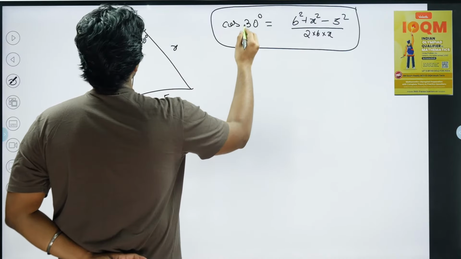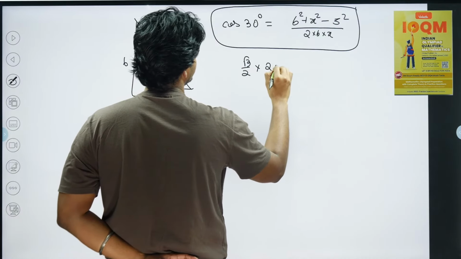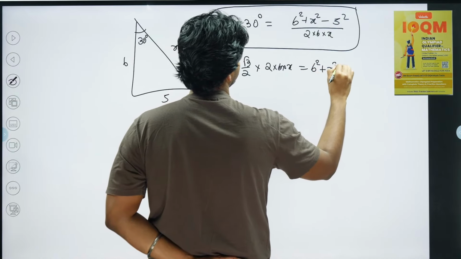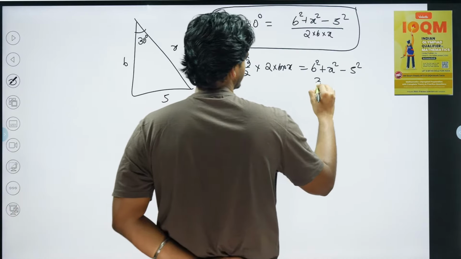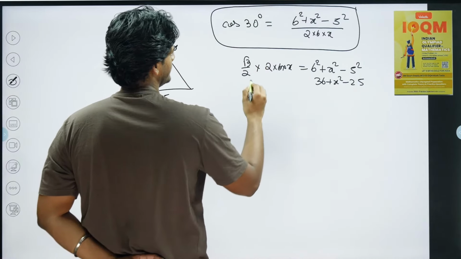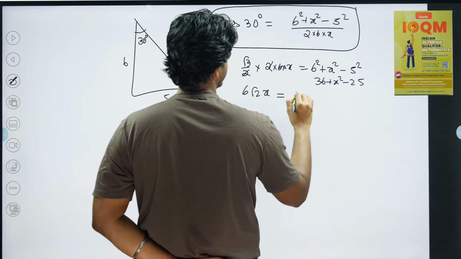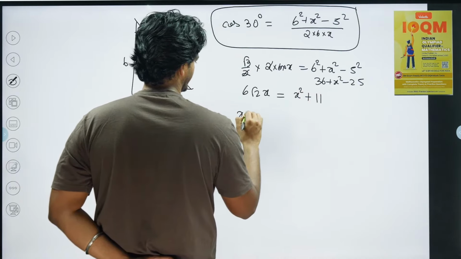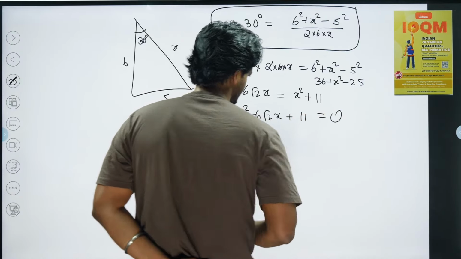What is cos 30? Cos 30 is root 3 by 2. Root 3 by 2 into 2 into 6 into x is 6 square plus x square minus 5 square. 36 plus x square minus 25. This will be 11. 6 root 3 x is equal to x square plus 11. So x square minus 6 root 3 x plus 11 equal to 0.